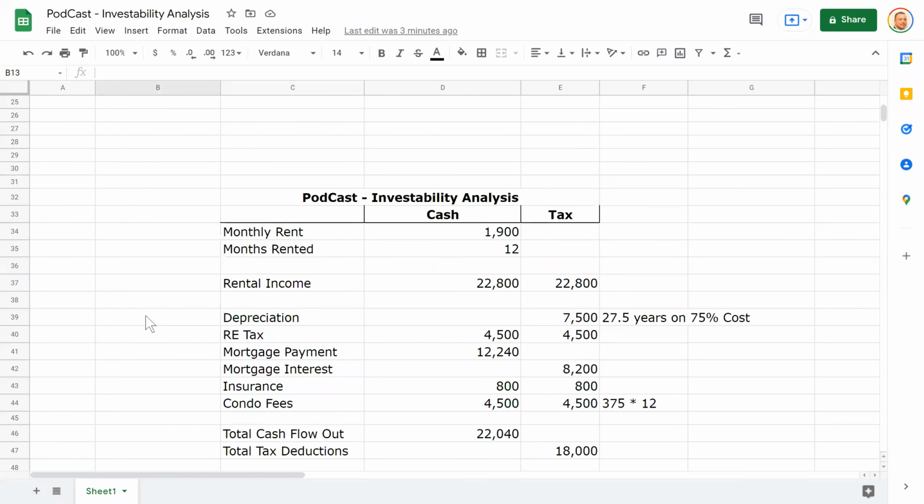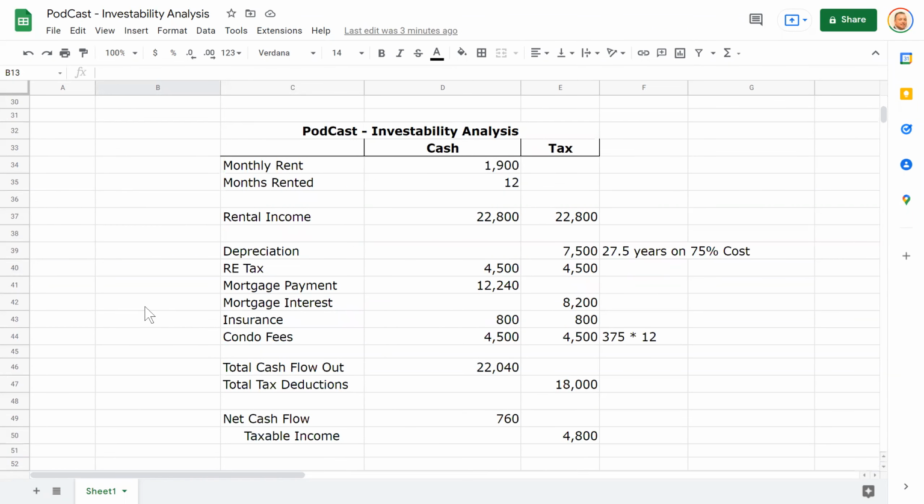So now let's go down and take a look at our little spreadsheet here of the cash basis and the tax basis to start analyzing this. So the monthly rent is $1,900. And if you look down below that number, we have 12 months. I set this up so we can have a multiplication in case you want to have an analysis of less than 12 months. For example, let's say you wanted 10 months.